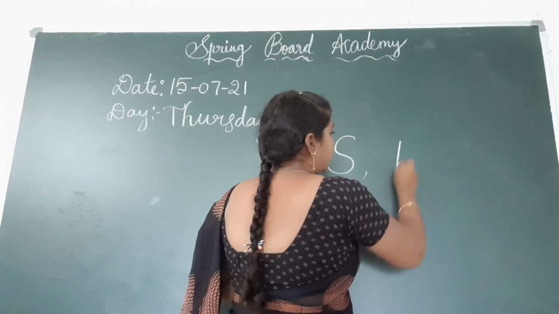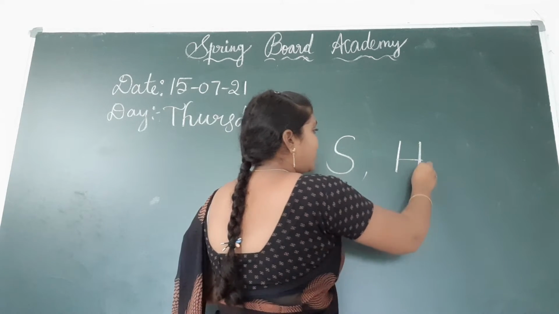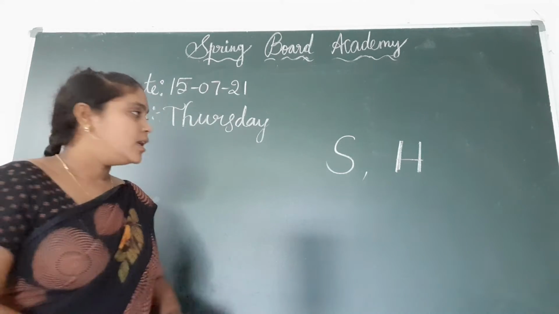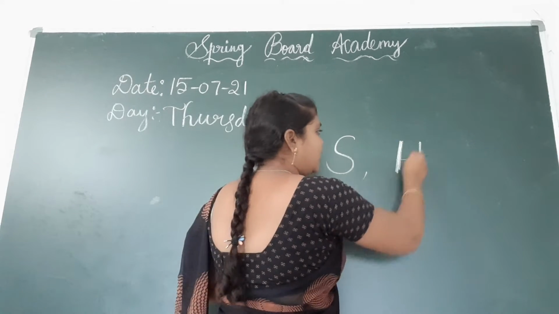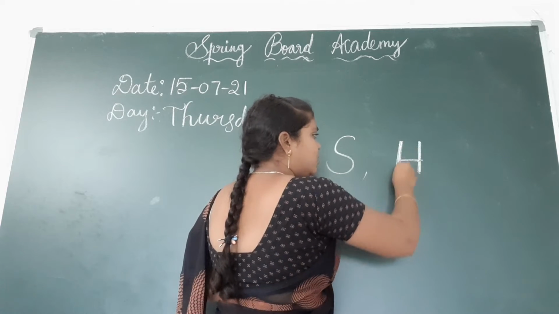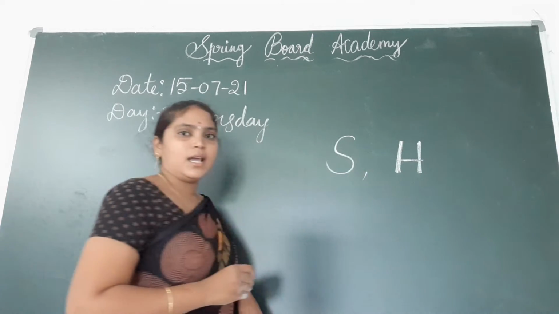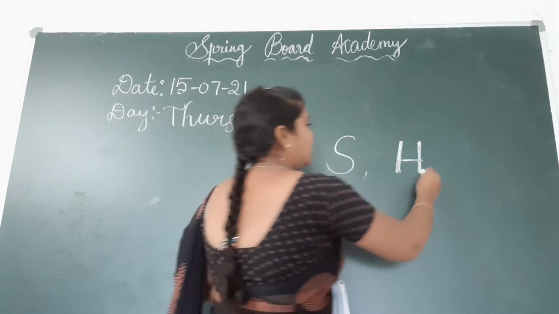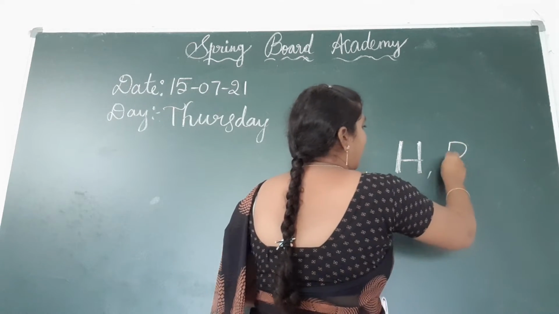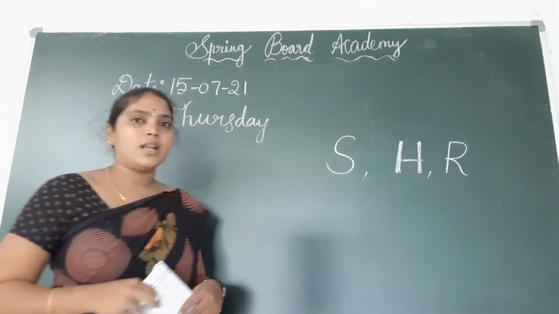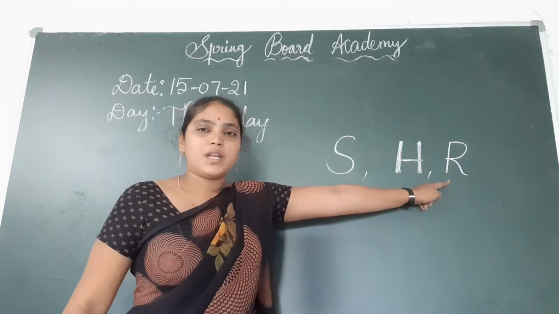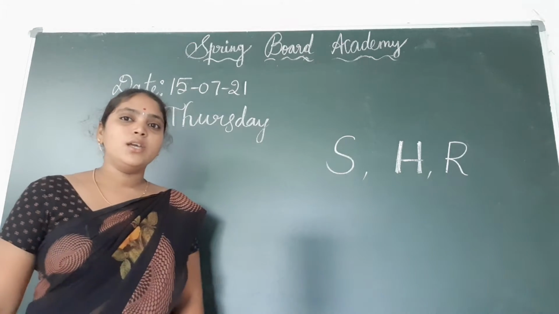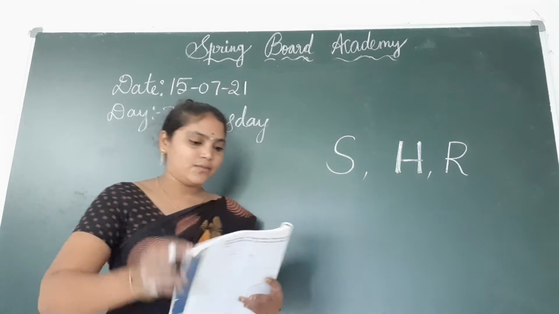And H, is it formed by straight lines, curved lines, or both, children? Yes, here we can write H like this. These are all straight lines, so H is formed by only straight lines. R, you can check R, children. Is it formed by straight lines, curved lines, or both? Yes, R is formed by both straight lines and curved lines.